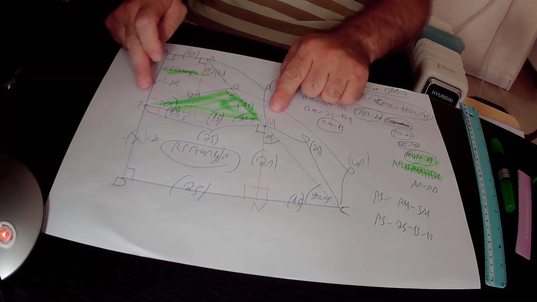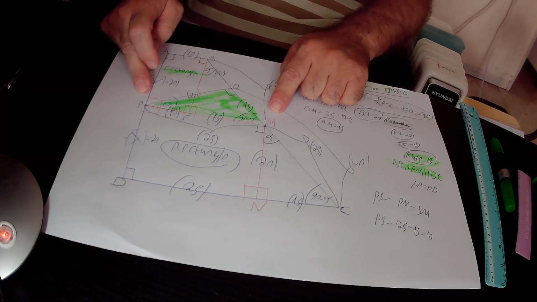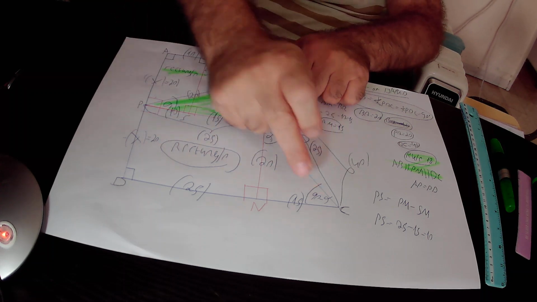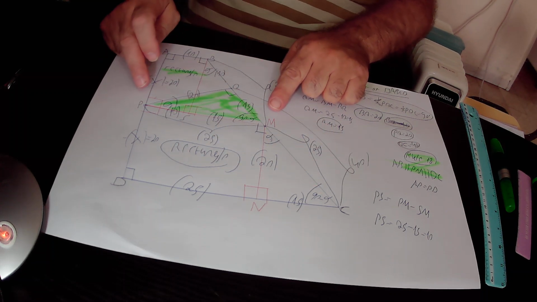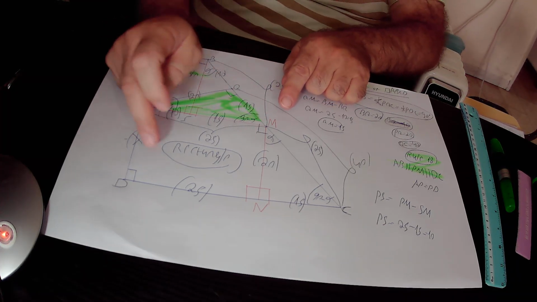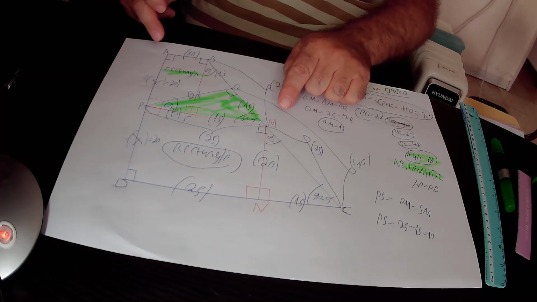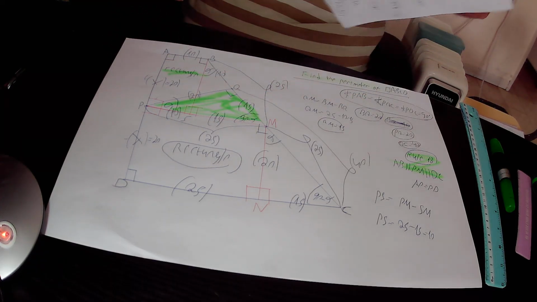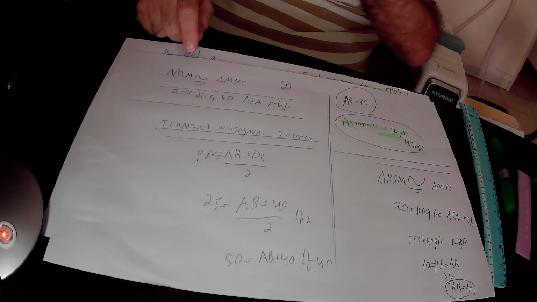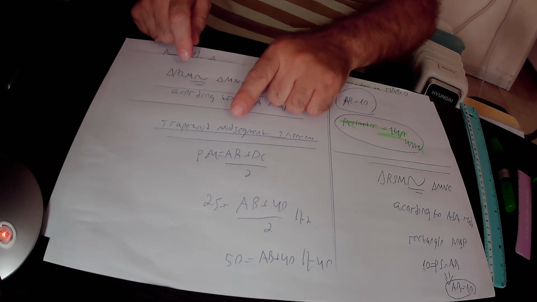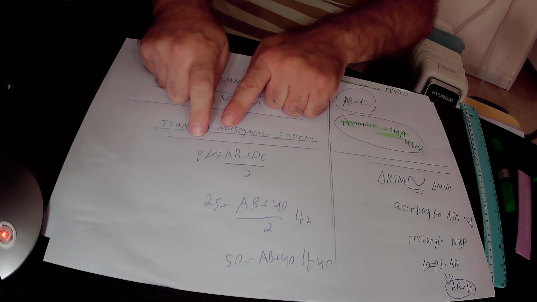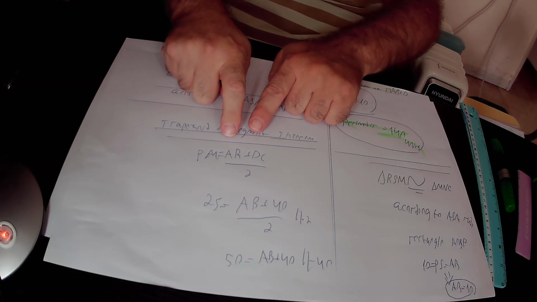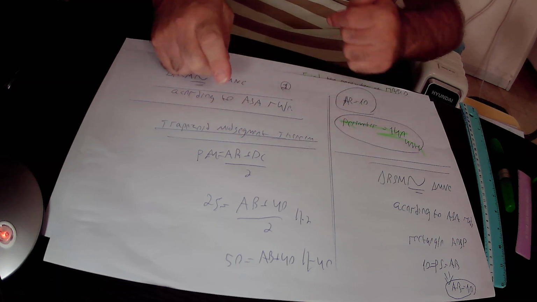What is the length of PM? PM equals the sum of its two parallel bases of trapezoid ABCD, that is to say AB plus DC over 2. According to the trapezoid mid-segment theorem, the mid-segment PM of trapezoid ABCD equals the sum of its two parallel bases, that is AB plus DC over 2.